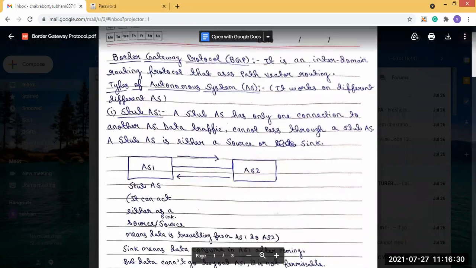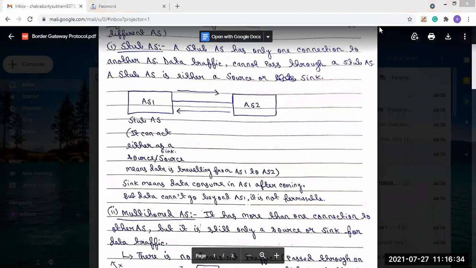Here in the diagram you see there are two autonomous systems present, autonomous system one and autonomous system two. In a stub autonomous system there will be only one connection between them, and data traffic cannot pass through the stub autonomous system. A stub autonomous system can act either as a source or a sink.